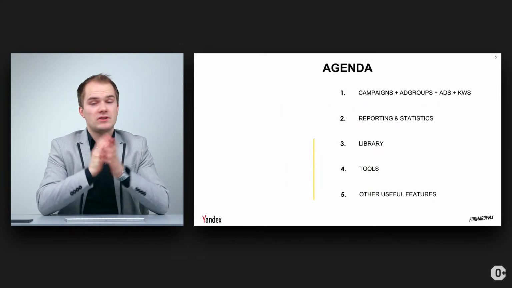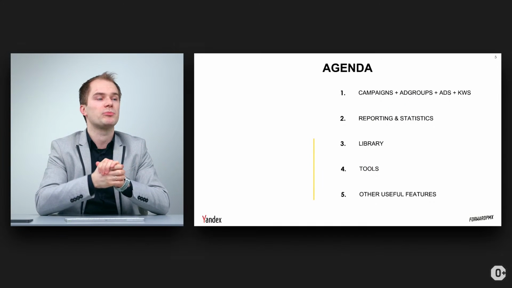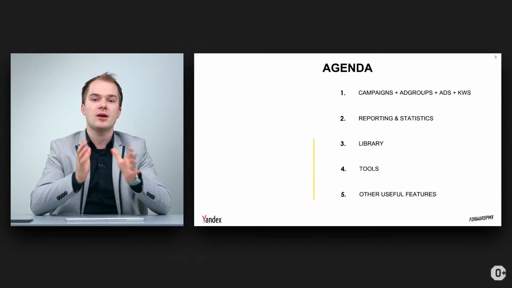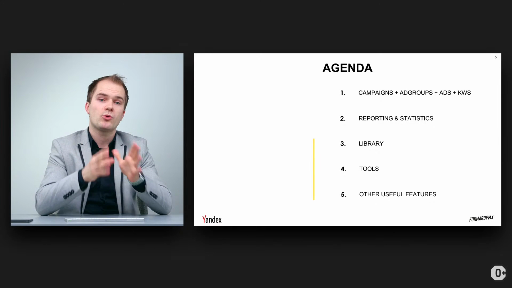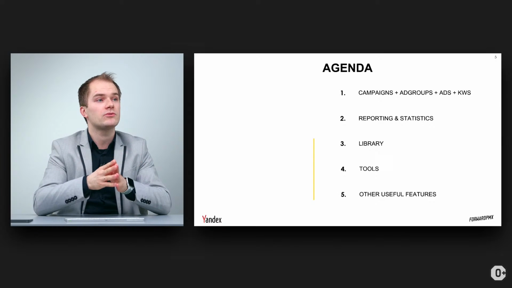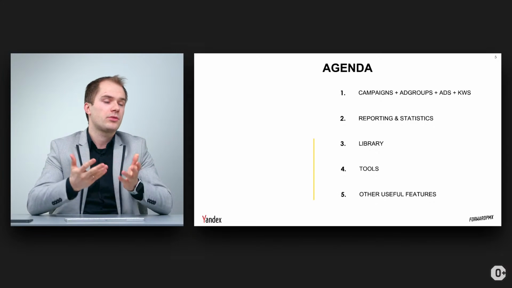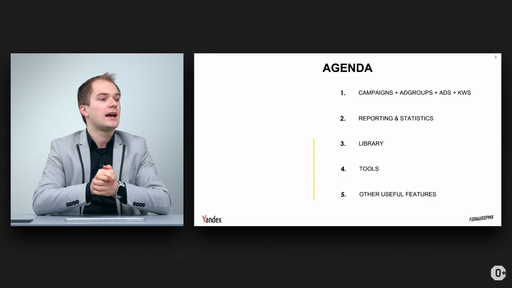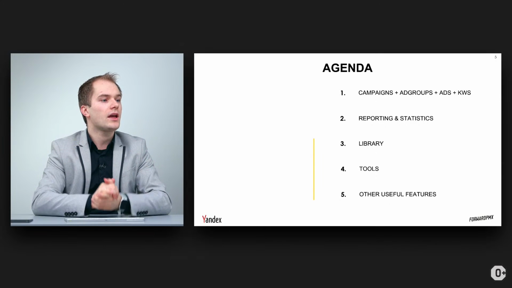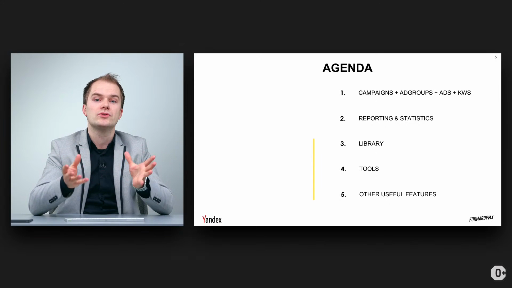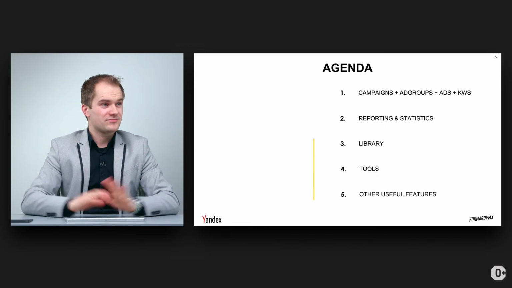Cool. Here's the agenda of our day. The 5 sections we have to cover. The first one will be campaigns, ad groups, ads and keywords tabs, the stats of them and how the overall interface looks like. The second bit will be the reporting opportunities, the reporting capabilities of the platform and statistics that you can download and view online on the fly. The third bit will be the library of useful features. The fourth will be tools available for you 24/7. And the very last section, other useful features of Yandex.Direct. Nice, cool. So if we're ready, let's begin.